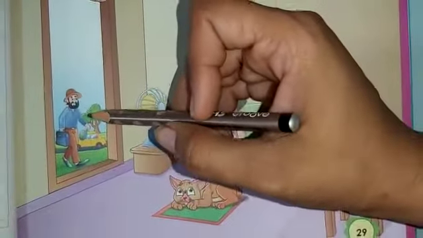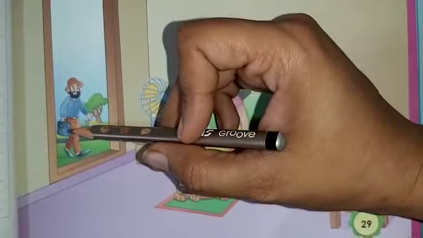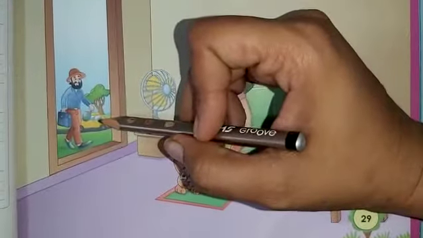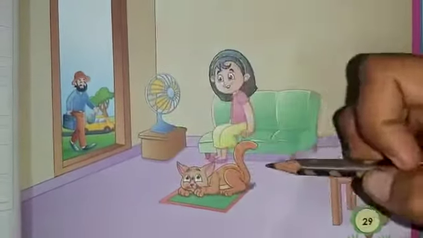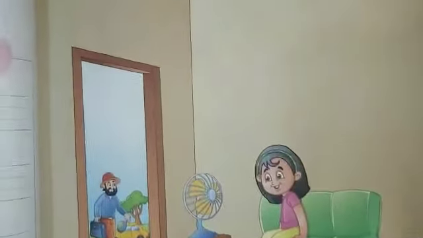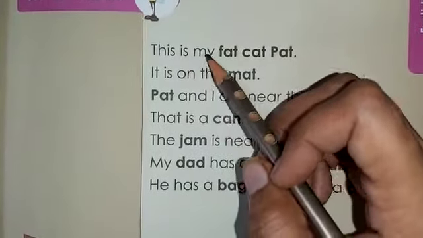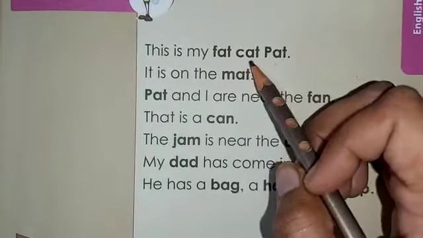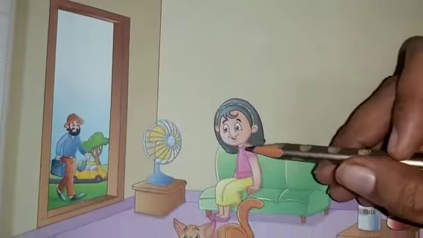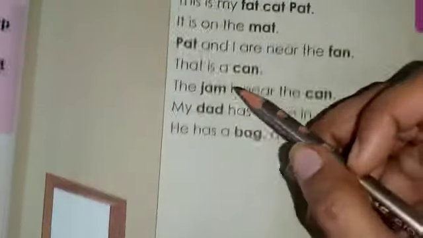Then whom do you see coming inside over here? Dad. He is having in his hand a bag and a cap, right? So, and what is behind that? There is a cab. So all these things are related to each other, and we are going to study about this. First of all, this is my fat cat Pat. So this girl is telling that this is mine fat.